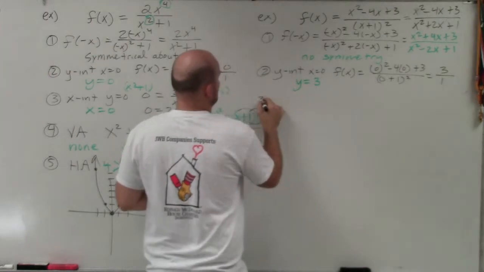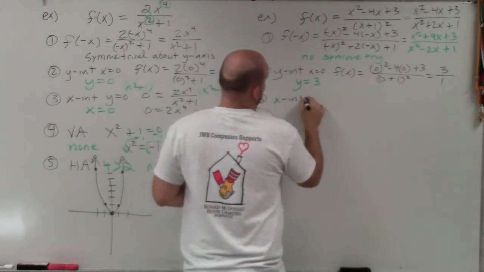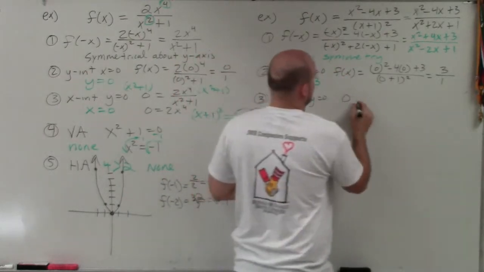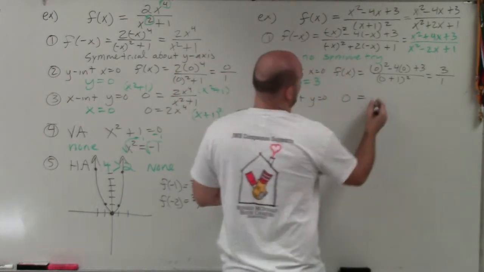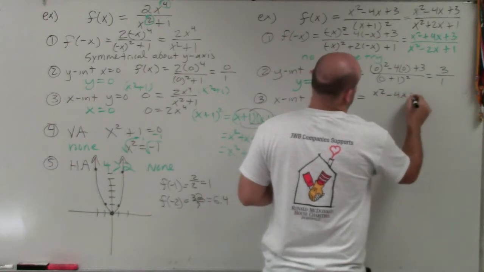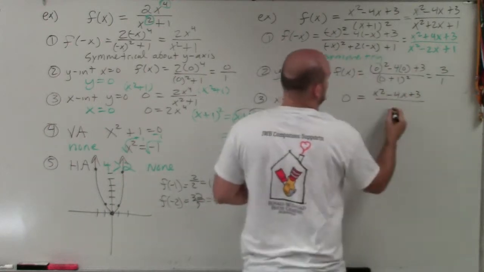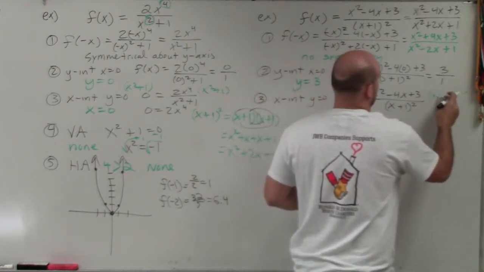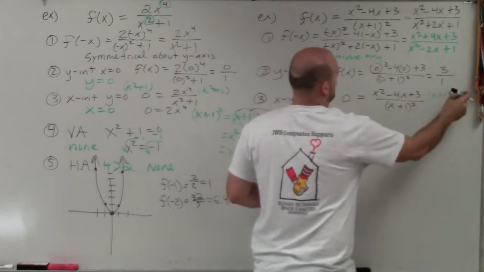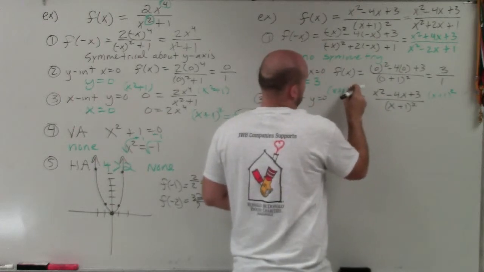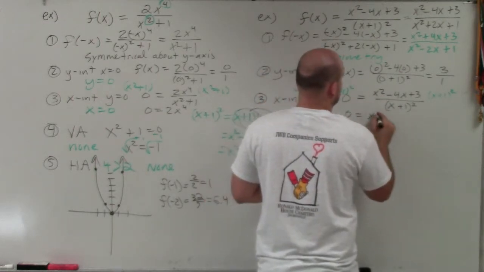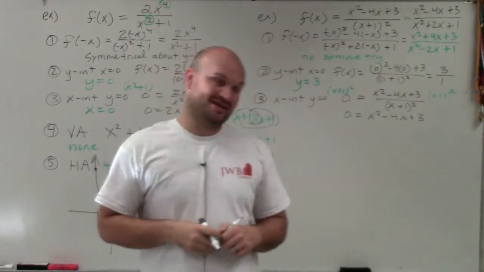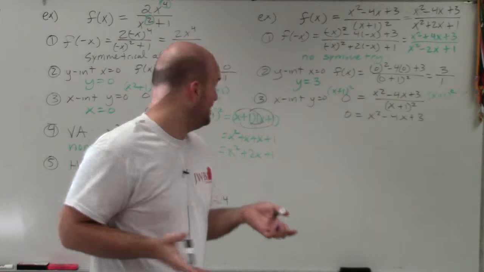All right, so let's go ahead and check the x-intercept. The x-intercept is when y equals 0, or our f of x value. So I'll set that equal to 0. And I have x squared minus 4x plus 3 divided by x plus 1 squared. Again, multiplied by the denominator, what I obtain is 0 equals x squared minus 4x plus 3. Interesting here, right? So now it looks like I'm going to have two x-intercepts.